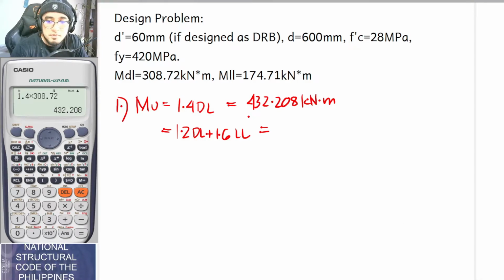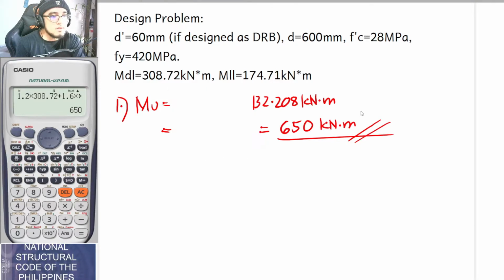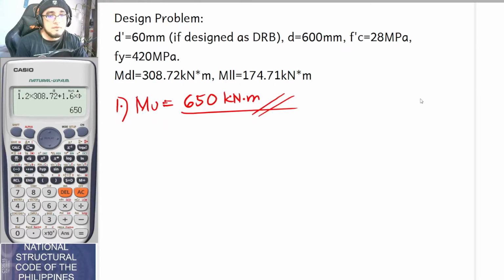As for the second possibility, that is to be 1.2 times dead load, and our dead load is 308.72, plus 1.6 times what is to be the live load, that is to be 174.71, I should say. So with that, this is now to be equal to exactly 650 kilonewton meter. And with that, guys, we can safely say that this is to be the governing value. So our Mu is now to be equal to 650 kilonewton meter. So that is to be for our value for your Mu.